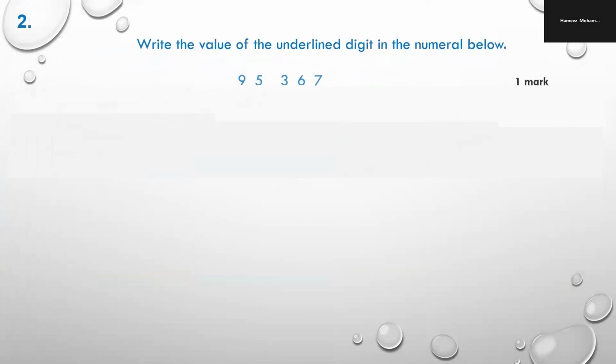Let's now move on to the next question. In number 2, write the value of the underlined digit in the numeral below. So we have 9, 5, 3, 6, 7, and the 5 is underlined.